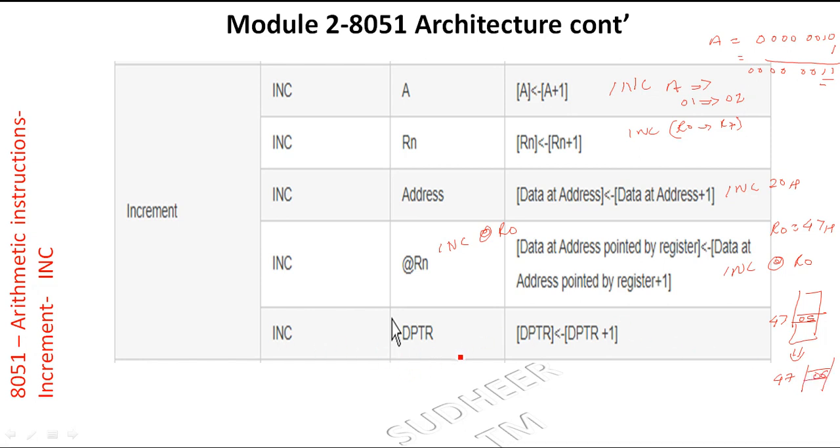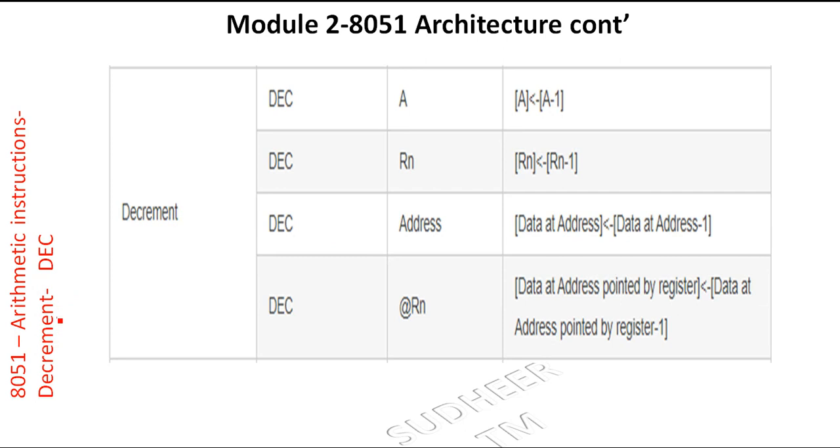Now INC DPTR: the data pointer will increase by 1. DPTR is a 16-bit register, made of DPH and DPL. On executing INC DPTR, the entire 16-bit content will be increased by 1. That is our increment instruction.